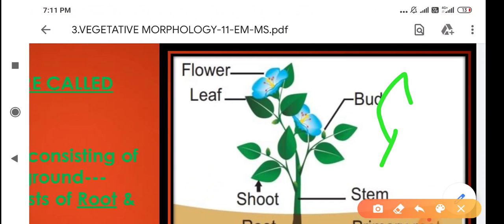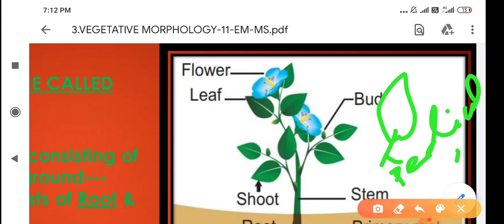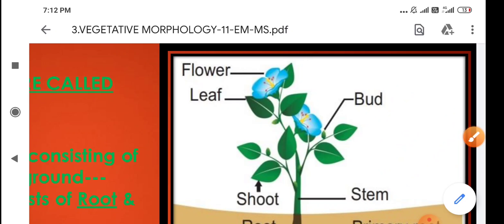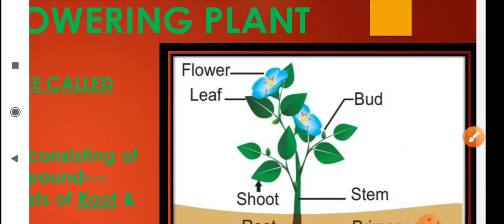The stalk of the leaf, we call it pedicel. Pedicel. The stalk of the leaf is called pedicel. Sorry, the stalk of the leaf is called petiole, and the stalk of the flower is called pedicel. The stalk of the leaf is called petiole, and the stalk of the flower is called pedicel. Do you all understand this?